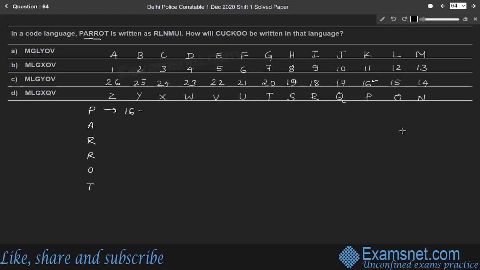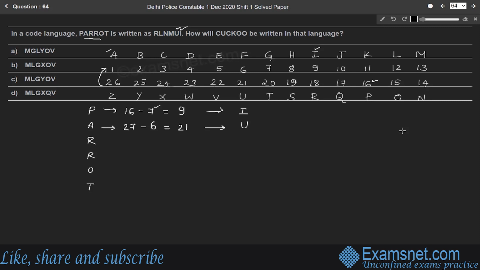When the number 7 is subtracted from 16, we will get 9. So which is the positional value of I? So P is coded as I here, but in the reverse manner, right? So I is written at last. Whereas positional value of A is 1. So instead of 1, we will take 26 plus 1, which is 27, minus the number less than the previous number, which is 7. So the number less than 7 is 6, which is equal to 21. So 21 is the positional value of U.